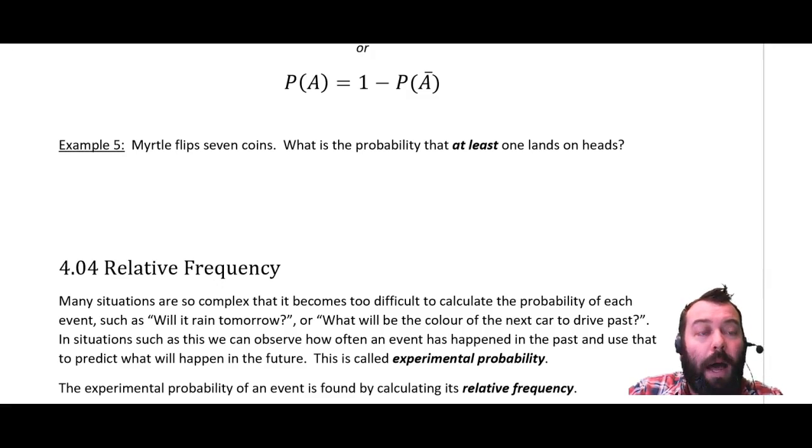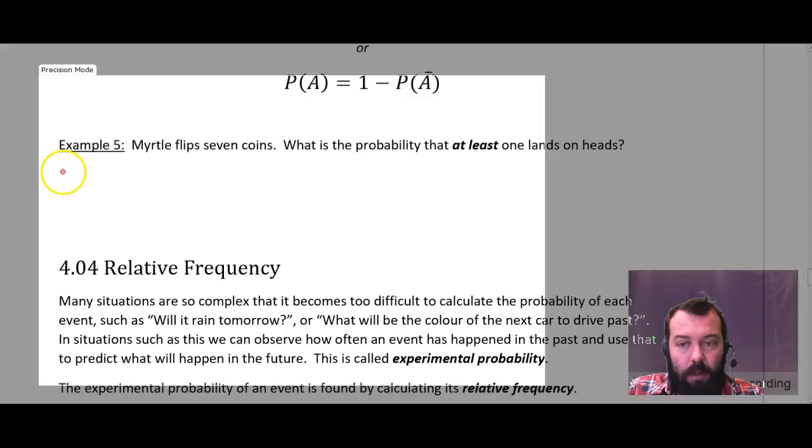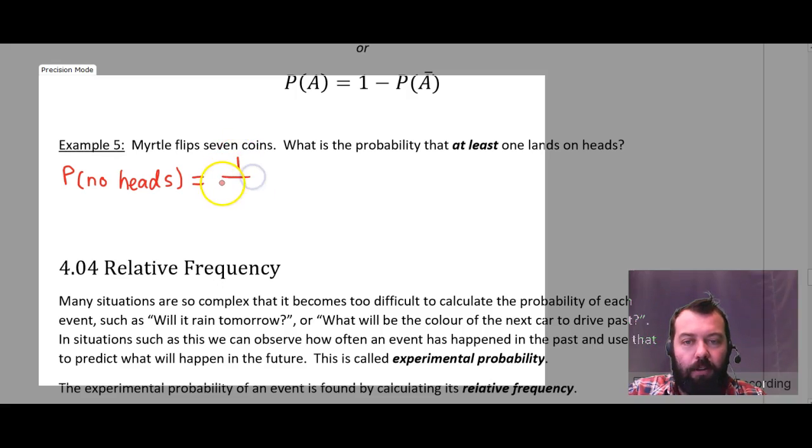There's only one. So what I'm going to say here, and I guess this is a bit of a tricky question, unless you can work out that if I flip a coin 7 times, the size of the sample space is 128. Now, I'm going to say that the probability of no heads equals 1 out of 128.